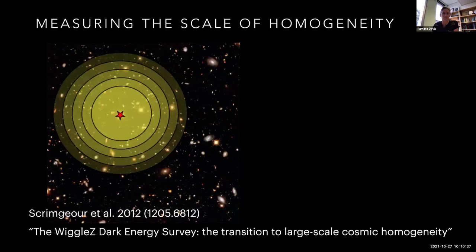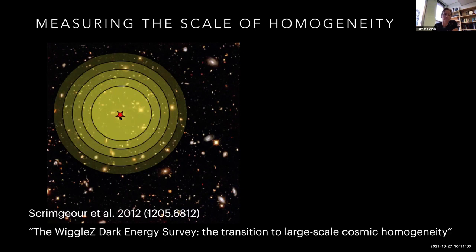Okay, so measuring the scale of homogeneity, what do we mean by this? We did this with the WiggleZ Dark Energy Survey. We had about 250,000 galaxies covering a cubic gigaparsec. The cool thing about this was it was the largest volume sample at the time, large enough for one of the first times to really extend well beyond what we think the scale of homogeneity should be in lambda CDM.